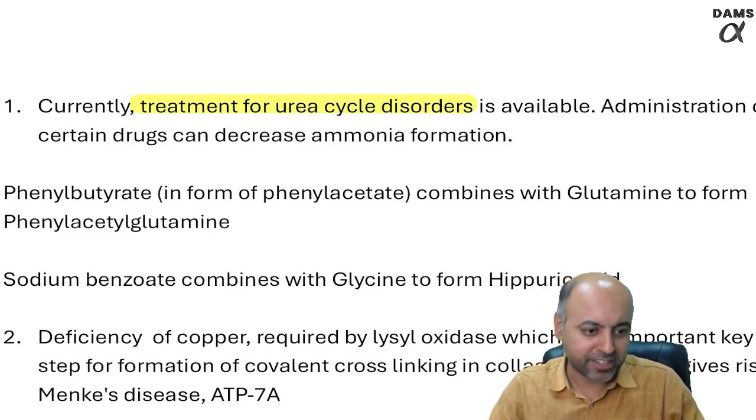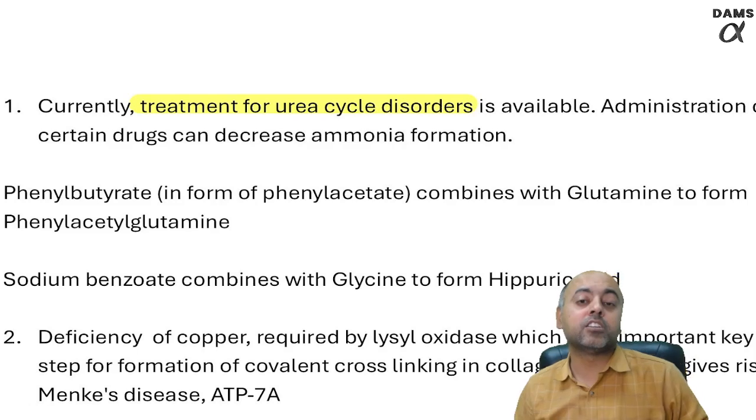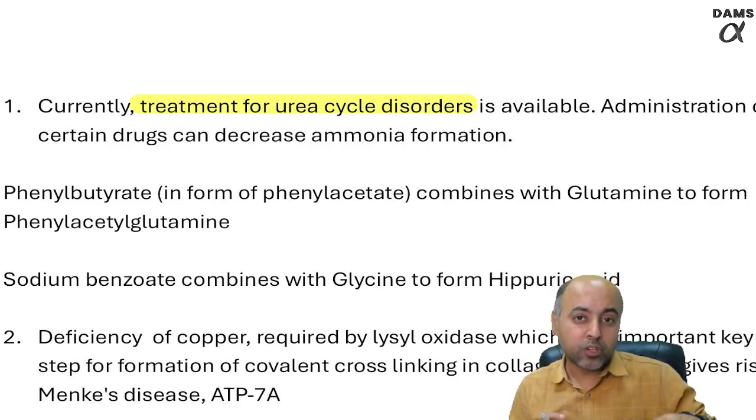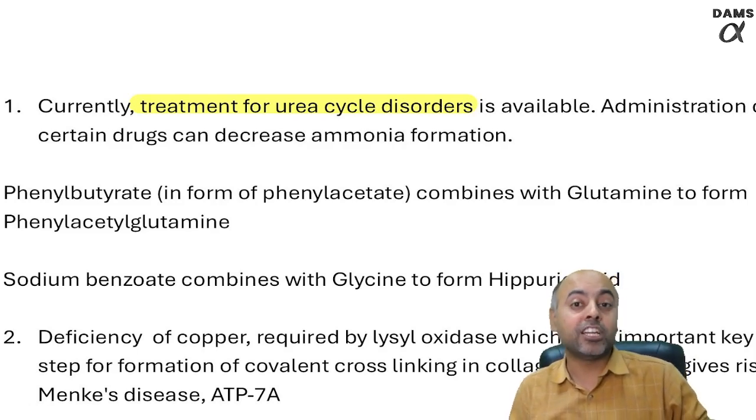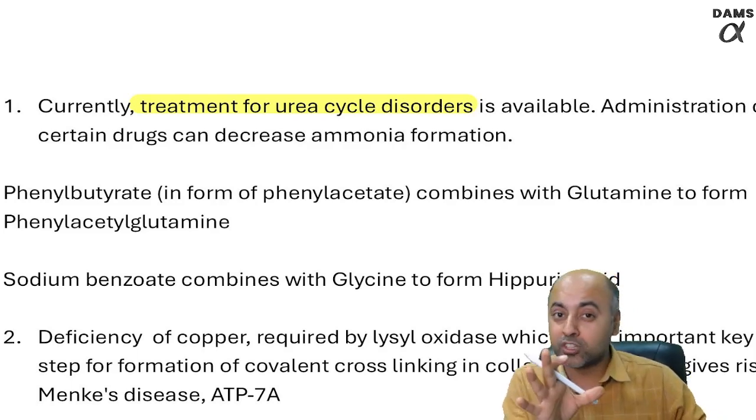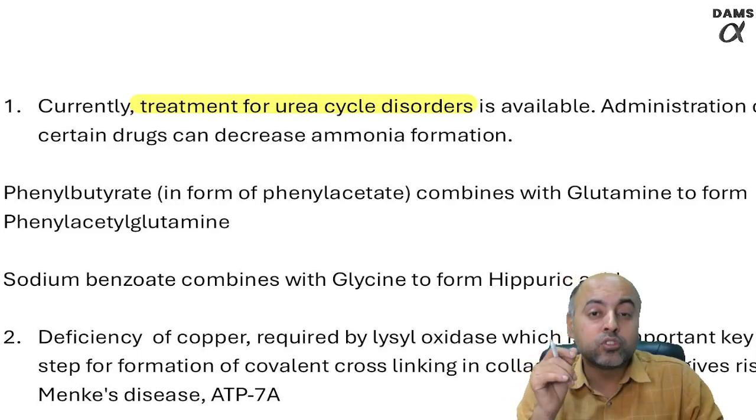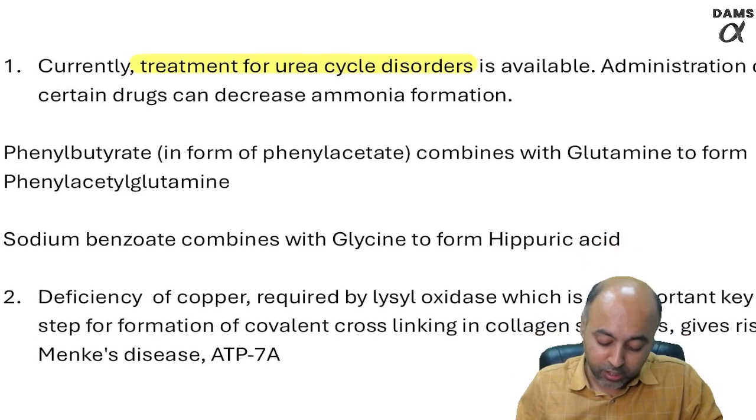Okay, so treatment of urea cycle disorder: there are two important biochemical molecules which can be given in all types of urea cycle disorder. You know there are 8 types of urea cycle disorders. So the two biochemical molecules which can be given in all the conditions.